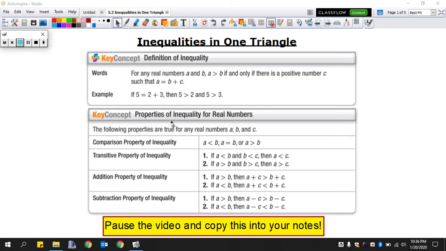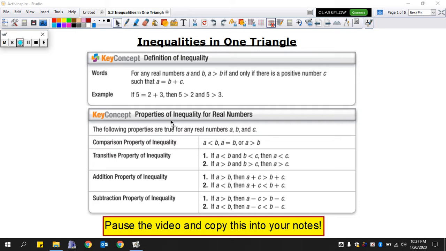In this video, we're going to talk about the inequalities in a triangle. If we're going to talk about inequalities, we first need to define what an inequality is. The definition of inequality says that for any real numbers a and b, a is greater than b if and only if there's a positive number c such that a is equal to b plus c.